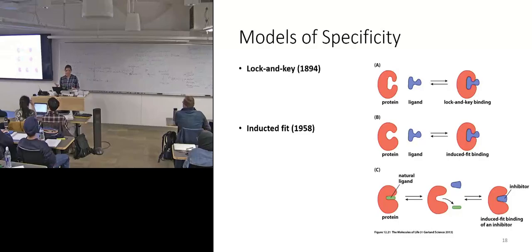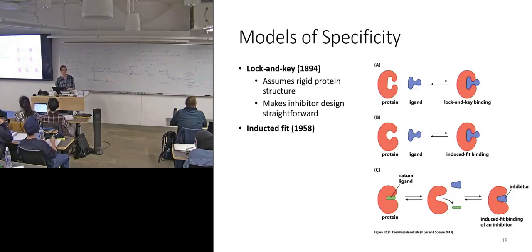So models of specificity, right? The original idea was scientists sort of thought it was lock and key, right? The ligand fits perfectly into the protein binding site, like a key fitting into a lock. It had a couple assumptions. The protein structure was very rigid. It actually made inhibitor design really straightforward. Just make your inhibitor or your drug look exactly like the ligand, in shape, in residues, super easy.